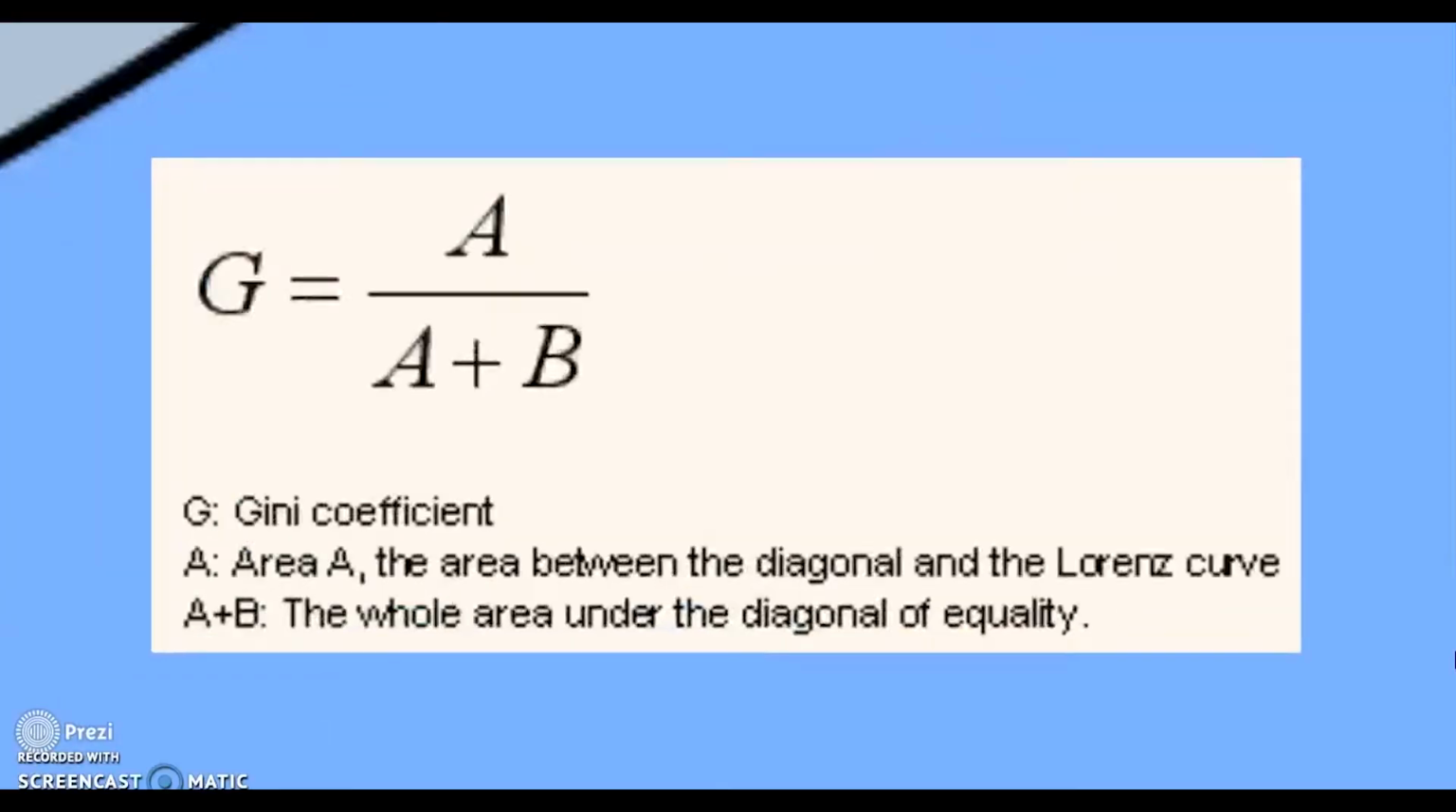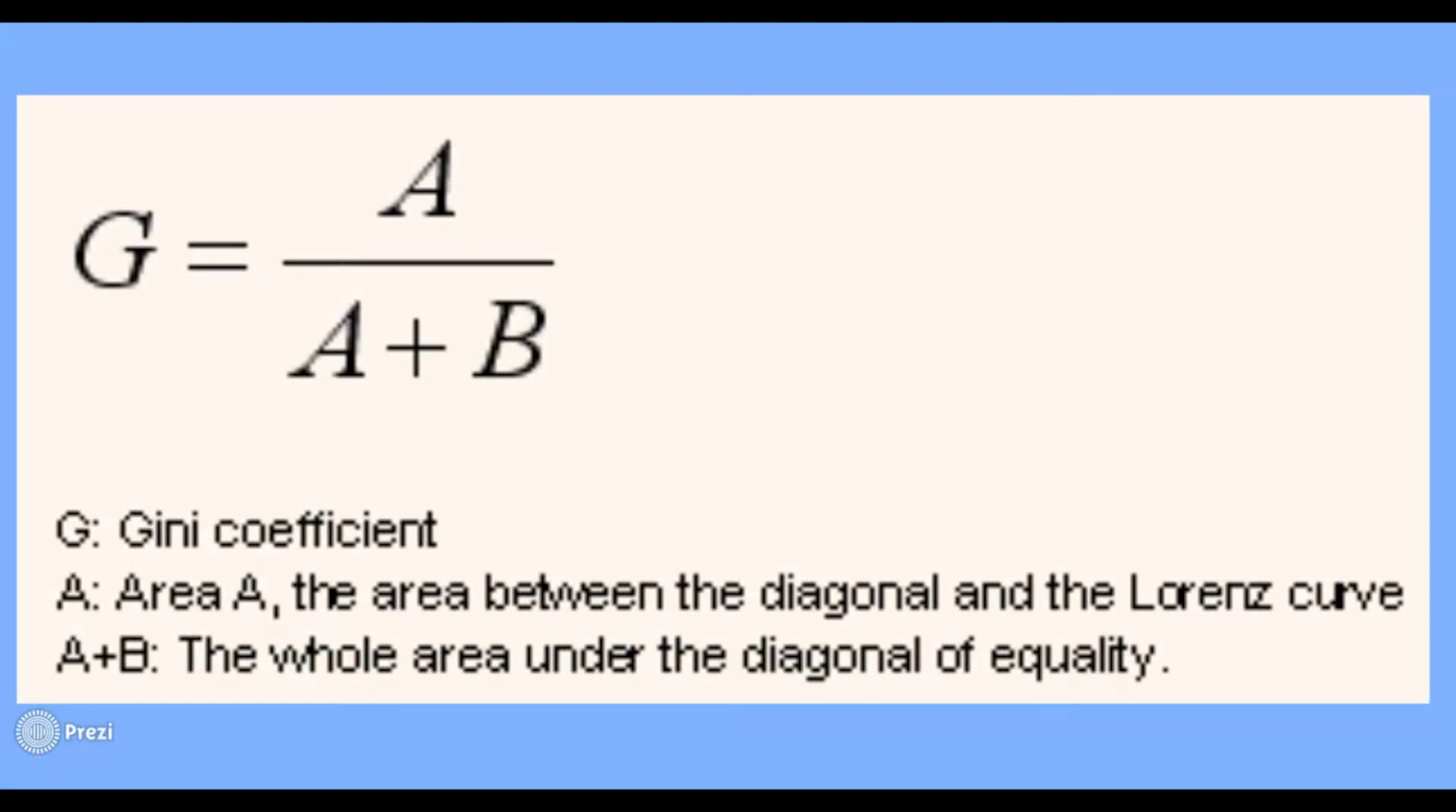The Gini coefficient is calculated using the formula G = A / (A + B), where A represents the area between the diagonal and the Lorenz curve, and A + B refers to the whole area under the diagonal of equality.